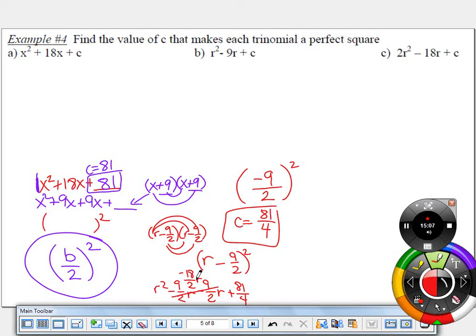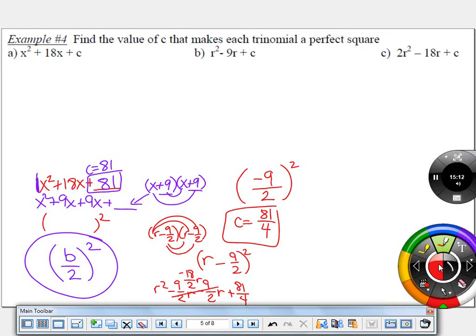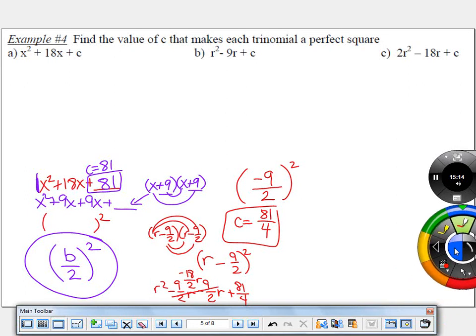All right, the last one's more complicated. What's the matter with it? Yeah, the coefficient. We said we can only use this whole b over 2 and then square it to figure out the mystery end number if it didn't have a coefficient. So basically, I need to factor out that coefficient and work with the problem as if the coefficient wasn't there. So if I factor it out, I would have r squared. If I've taken 2 out of negative 18r, I would have negative 9r, and I'm trying to figure out what should go here at the end.